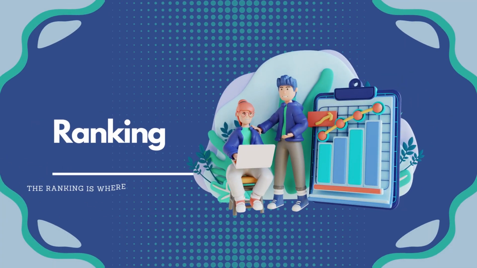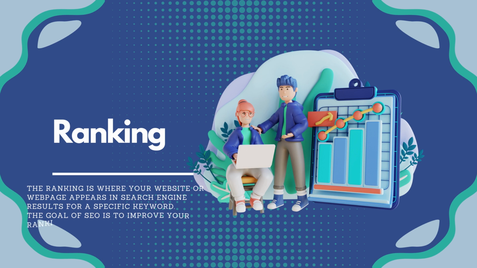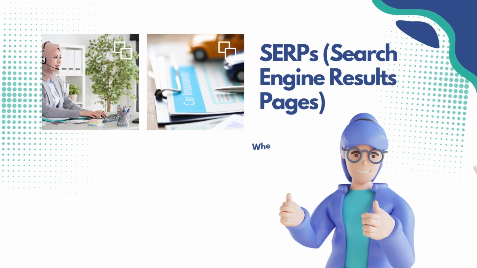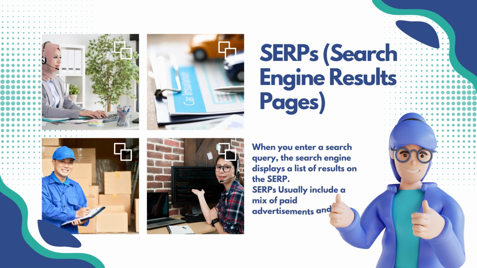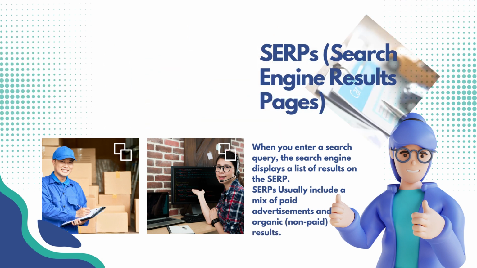Let's understand ranking. The ranking is where your website or web pages appear in search engine results for a specific keyword. The goal of SEO is to improve your ranking, ideally aiming for the top positions. Let's understand the search engine results pages. When you enter a search query, the search engine displays a list of results on SERPs. SERPs usually include a mix of paid advertisements and organic non-paid results.